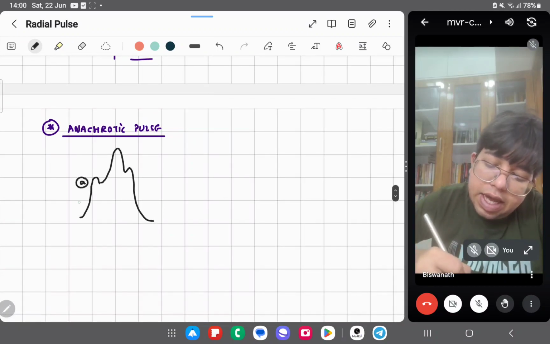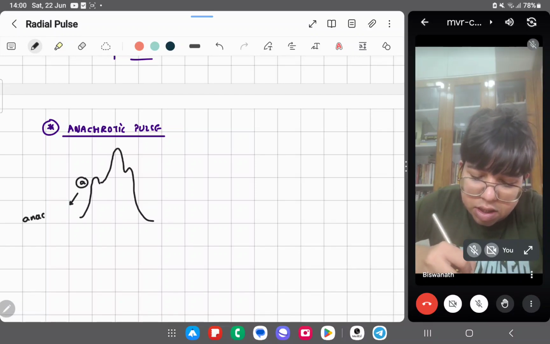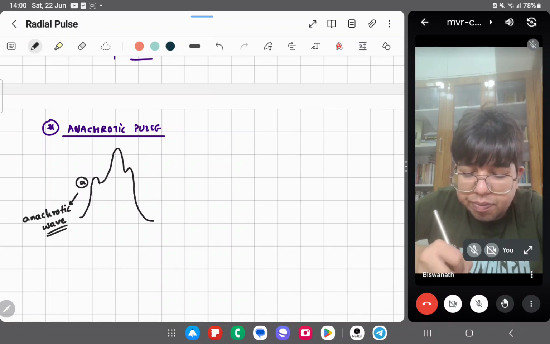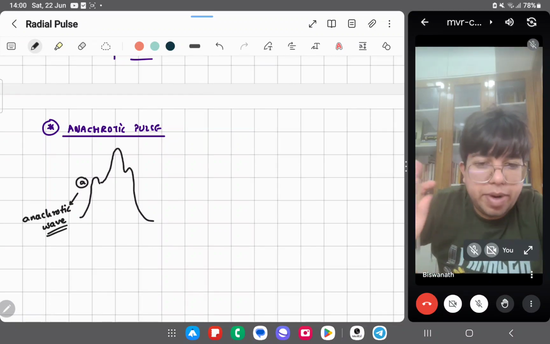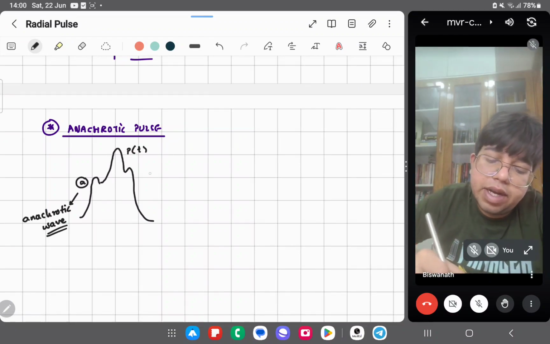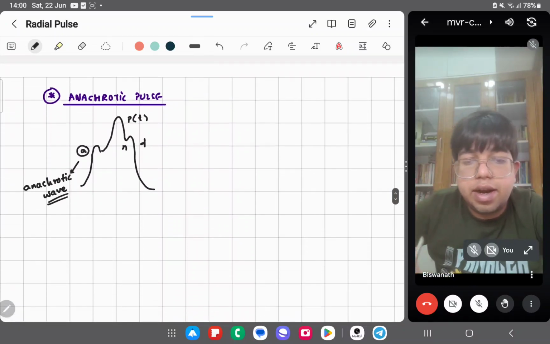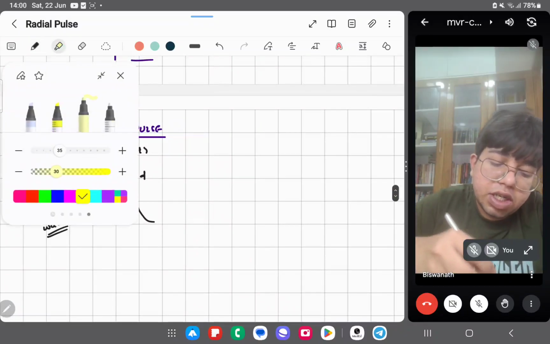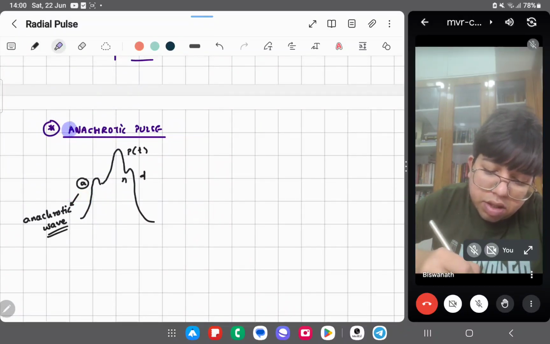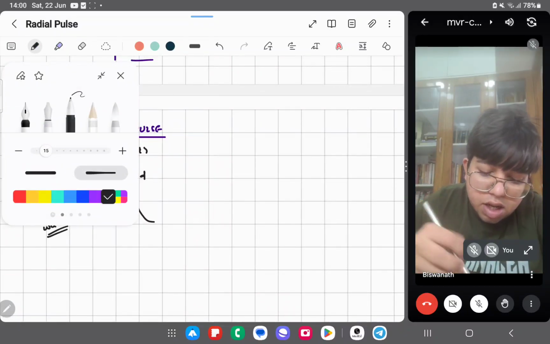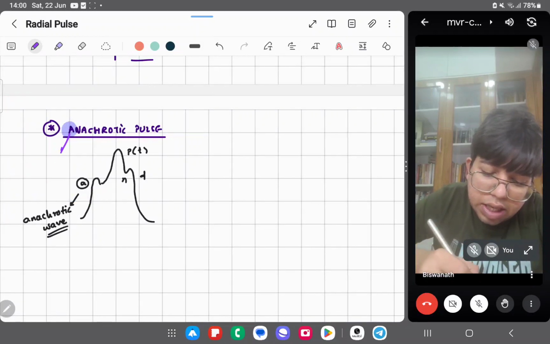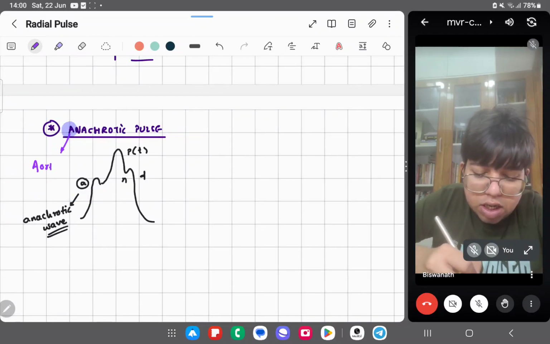And this is the A wave. A wave means anacrotic wave, seen predominantly. This is a normal P or T wave, and the D wave. This is the dicrotic notch, N. And what is the condition? Just to remember one condition since you're in first year: A for aortic stenosis.